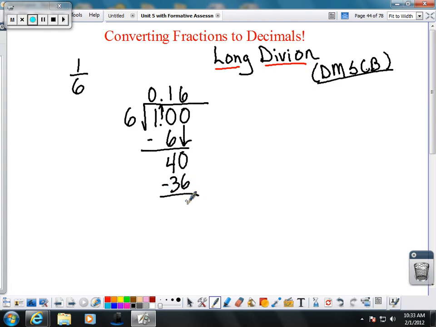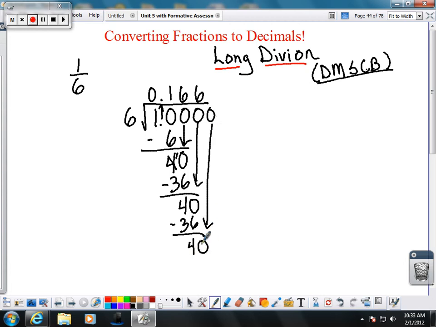I subtract. I get a 4, because remember, we're canceling that out. I add a 0, bring it down, and I get 40. 6 goes into 40 6 times. I multiply. 36 here. Now let's subtract. 40 minus 36 is 4. Add a 0, bring it down.